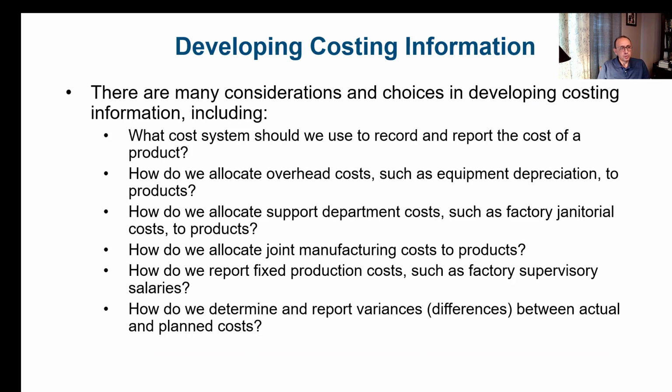There are many considerations and choices in developing costing information, and that's an important part of managerial accounting. Questions like: what cost system should we use to record and report the cost of a product? How do we allocate overhead costs, such as equipment depreciation, to different products? I hope you still remember the idea of depreciation from financial accounting, where we allocate the cost of an asset over its useful life. How do we allocate support department costs, such as factory janitorial cost, to products, which in many cases is very hard? How do we allocate joint manufacturing costs to products? How do we report fixed production costs, such as factory supervisors' salaries? How do we determine and report variances, or differences, between actual and planned cost? All of these things would be answered using costing information.